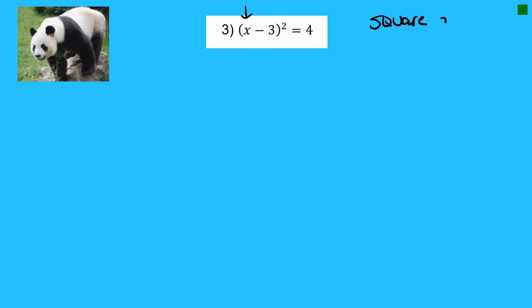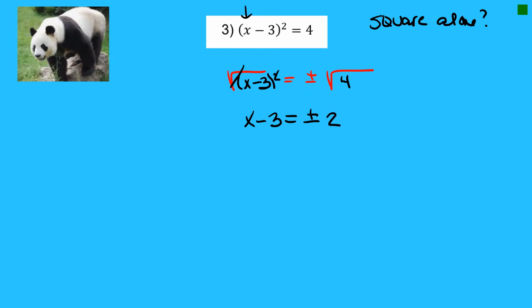Is the square alone? I said the variable term alone, but I kind of lied. Is the squared thing alone? It is. If it is, then to unsquare something, we're going to square root it. So put your little square root signs there. This is x minus 3 squared. This is 4. The square and the square root cancel. You have x minus 3. The square root of 4 is 2.